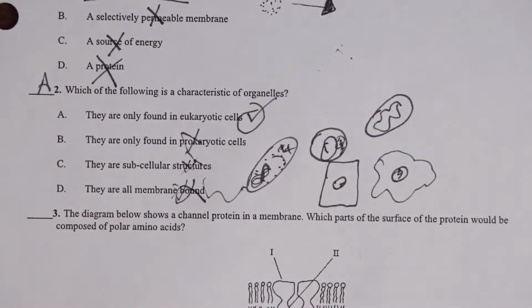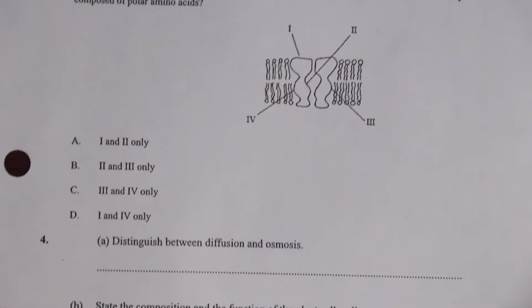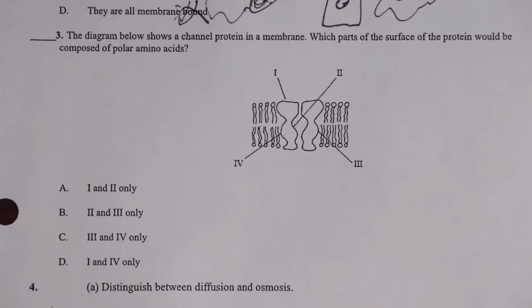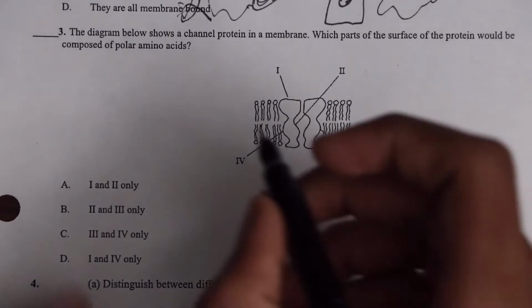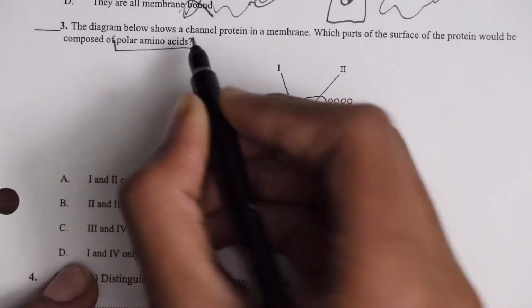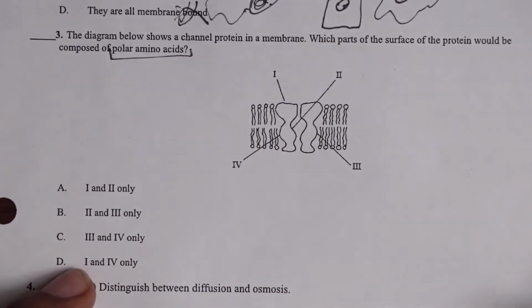A. Alright, so number 3 is kind of tricky because Mr. Varesteller hasn't really talked about it. A diagram below shows a channel protein. Which of the parts of the surface of the protein would be composed of polar amino acids? Alright, that's a lot. If you don't know what any of that means, it's fine. We can break it down.